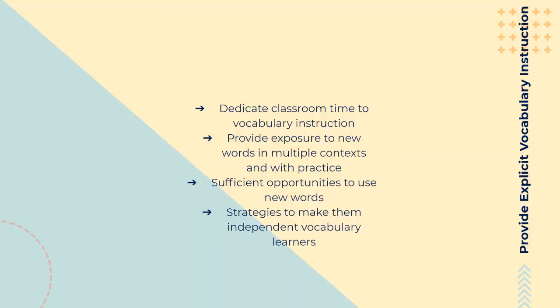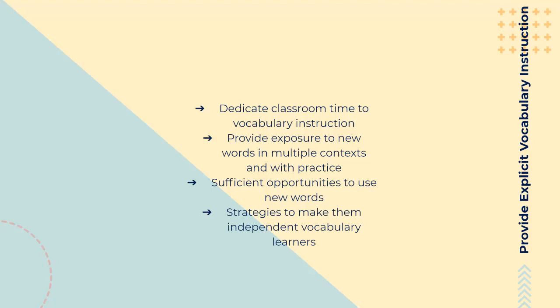Okay, so here are some of the things that when we looked at the two areas that I said are related to what we're looking at today, struggling readers and decoding. So providing explicit vocabulary instruction, in that document they talk about this idea of dedicating classroom time for vocabulary instruction, providing exposure to new words in multiple contexts and with practice, offering a lot of opportunities for your students to use the new words, and then developing these strategies to make them independent vocabulary learners, which goes back to this idea of morphology.